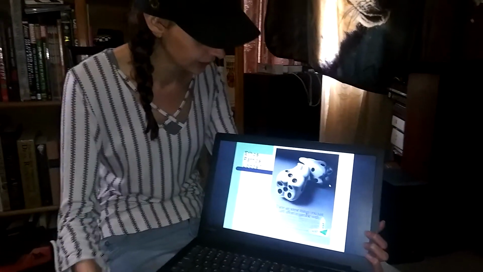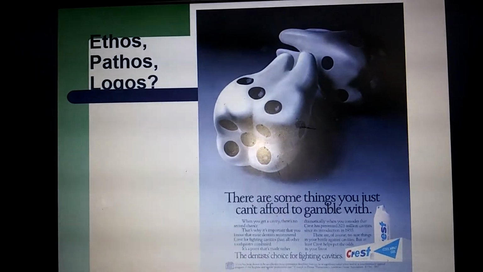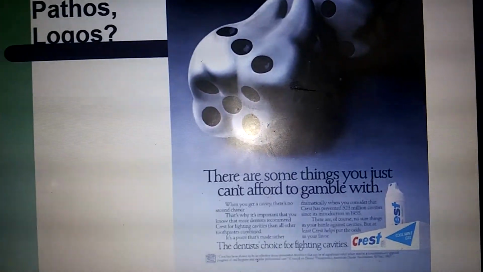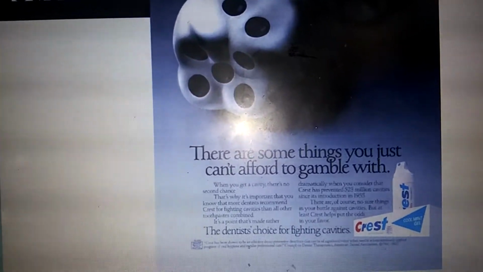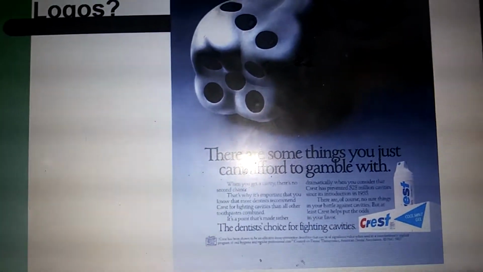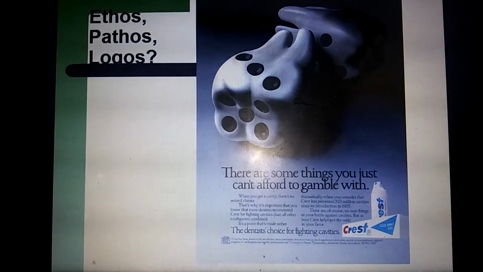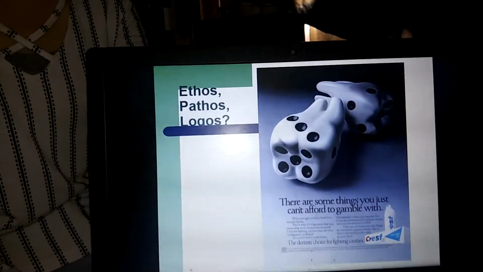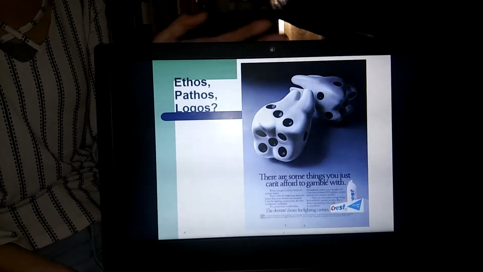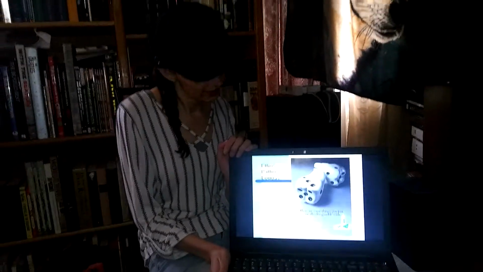All right, another brilliant ad here. You got teeth. What do they look like? What do they have on them? Okay? And then you have down at the bottom, there are some things you just can't afford to gamble with. And then a little bit of information here. What dentists recommend, all of that. So which one or ones do you think this is? Ethos, pathos, or logos? Okay? And why? So go ahead and think about that for a while.